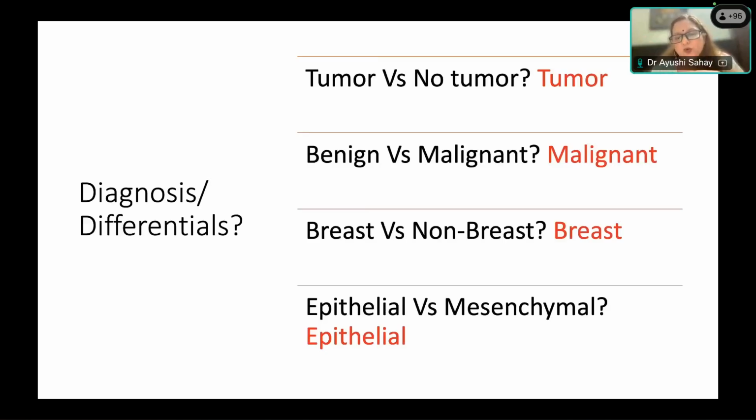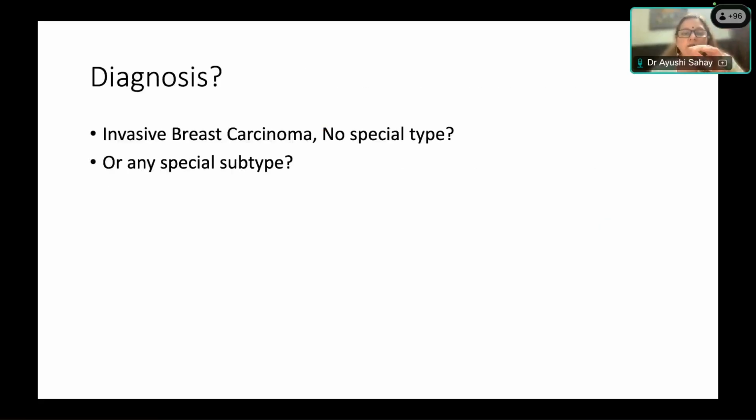In this particular case, this was a relatively straightforward case. Of course, we can see a tumor. We can see that it is malignant. It seems to be, of course, of breast origin. There is an in situ component, and it is, of course, epithelial in nature. After that, if the diagnosis is invasive breast carcinoma, are you thinking of no special type, or are you thinking of any kind of special subtype?